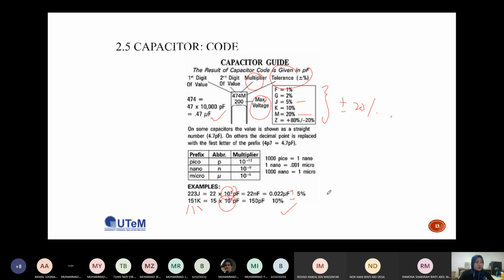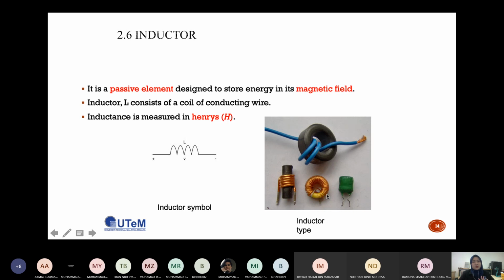Next, let's look at the inductor. The inductor is another example of a passive element. It can store energy in its magnetic field. An inductor actually consists of a coil of conducting wire. Basically, this is the symbol of the inductor.